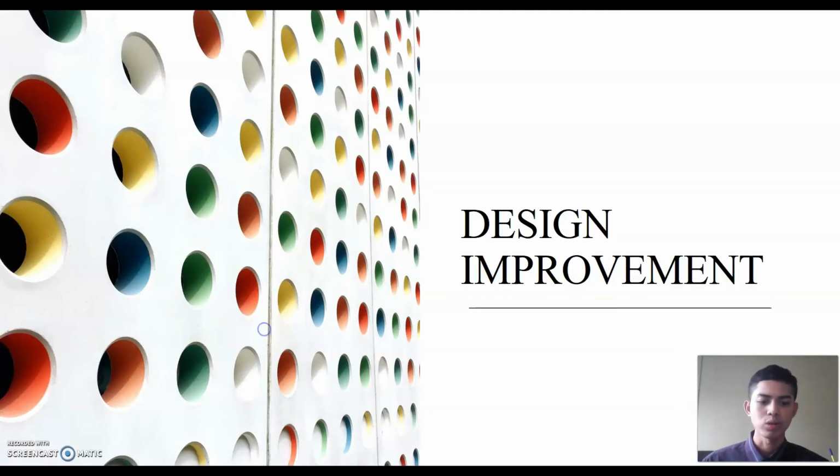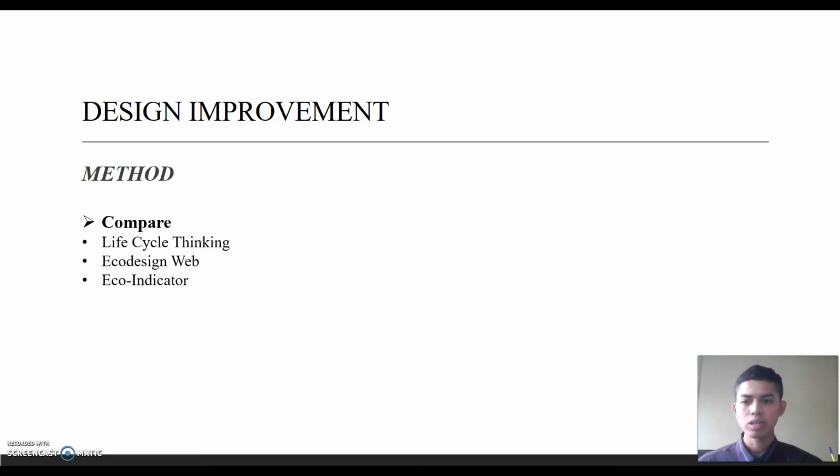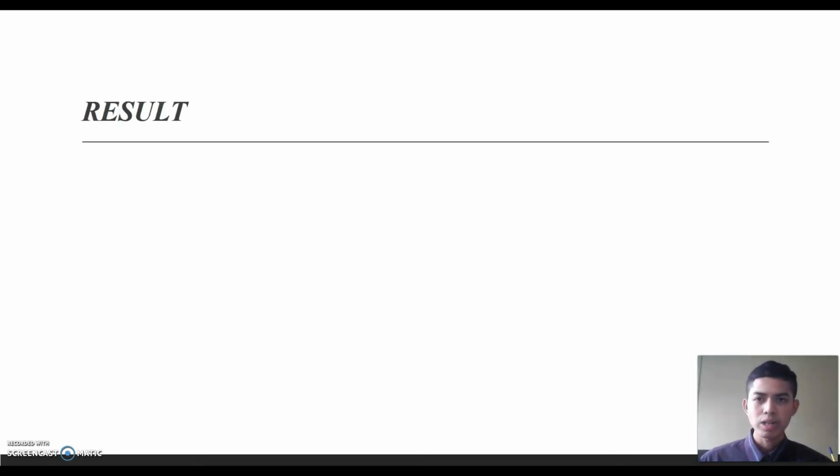Now we will proceed to design improvement. To improve our design, we use the method of comparison. We compare the data and the analysis from the previous tasks, which are the life cycle thinking, the eco design web, and eco indicator. We considered each of the pros and cons of the materials, and then we compared them to choose the best for the new design. As a result, we created the new design.